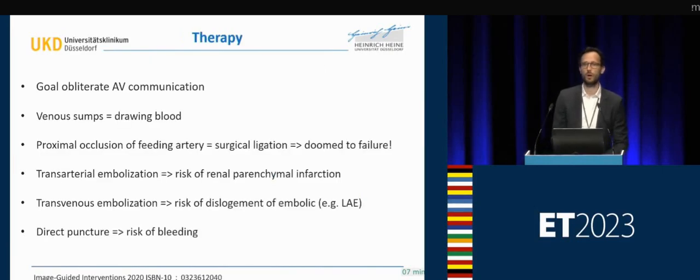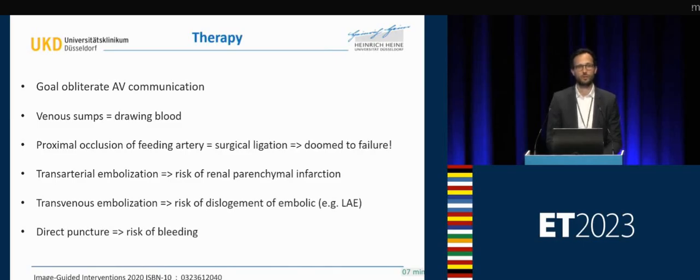So what is actually our main therapy goal? Of course, we want to obliterate the AV communication. And I find it very interesting, if you think about AV malformation, that you actually think of a venous sump that draws your blood, and therefore in some cases it is a really complicated malformation that you have to treat. The proximal occlusion, if we go to the feeding artery, equals surgical ligation, and that is doomed to failure. So what we want to do is go as deep as possible.